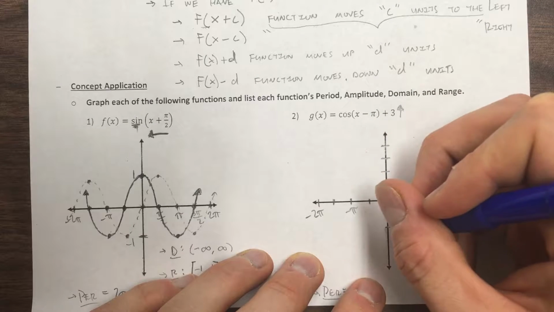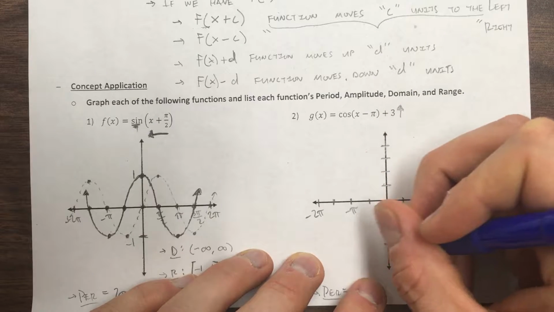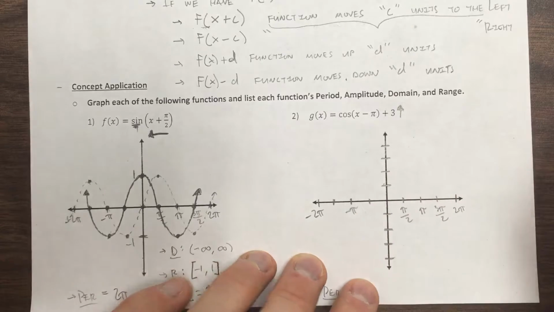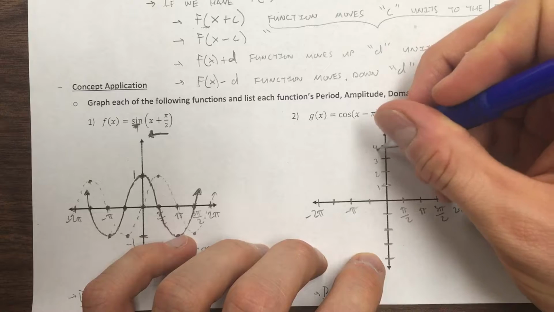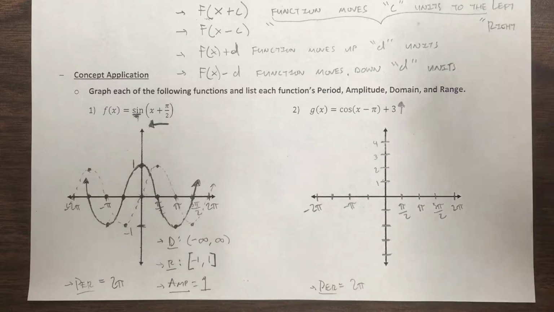And just for symmetry, we're not going to go down 3, but I'm going to go down to -4 just for symmetry. Looks nice. Okay, so we have our x scale, we have our y scale.